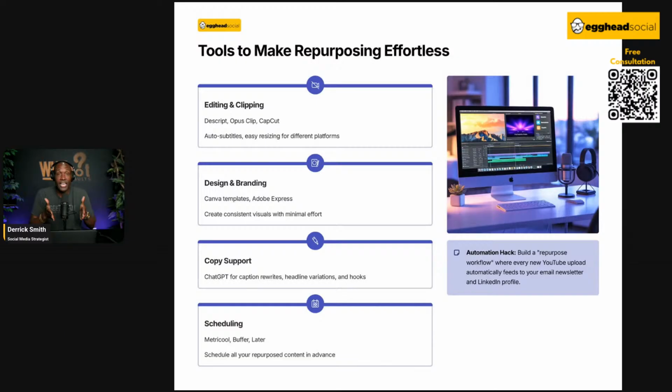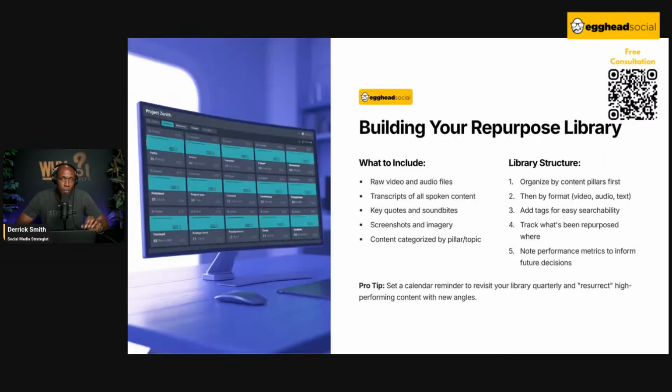But again, these scheduling platforms are for what? Scheduling all of your repurposed content in advance. So that 3-minute video that you took and then you repurposed in multiple ways, right? You don't want to manually put that on the different platforms. You can input all of the accounts that you have into these services and tell those services when you want to put those pieces of content out, and it works like a charm. Highly, highly, highly recommend taking advantage of these repurposing tools.